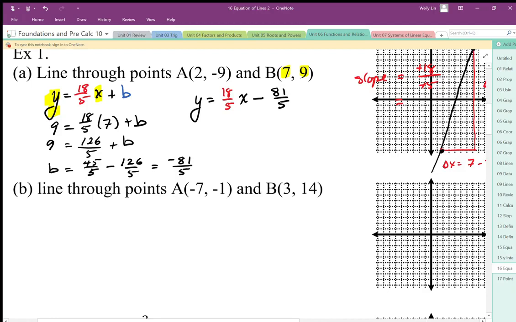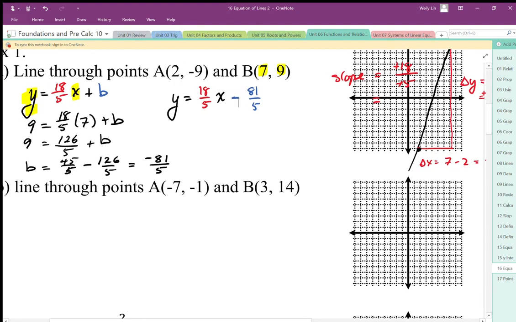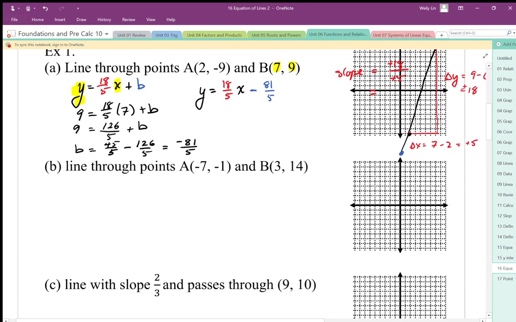Okay, so there's my equation of a line given my slope and my y-intercept. I'll just do my y-intercept in blue here. My y-intercept ended up being negative 81 over 5. And that's about negative 16.2. And so, if I were to go down my graph, that y-intercept way down here, 16.2 seems like a reasonable point where the line crosses the y-axis.